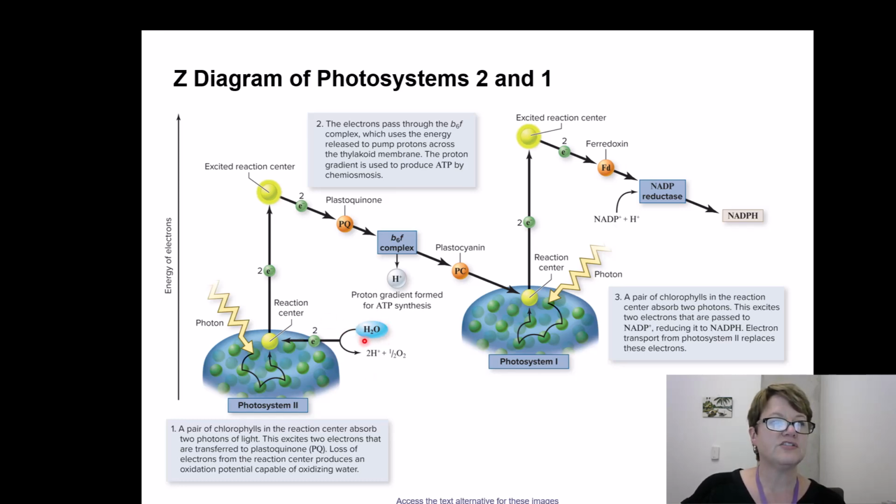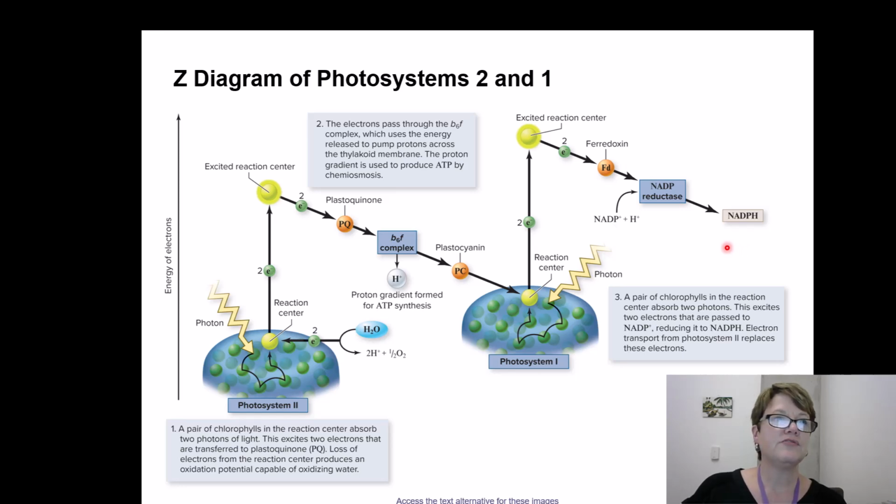So water is a source of electrons for photosynthesis. And oxygen is a waste or a byproduct or a product. And in this process, ATP is made and NADPH is made.